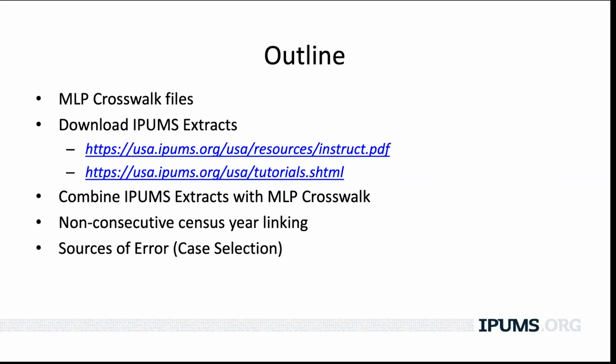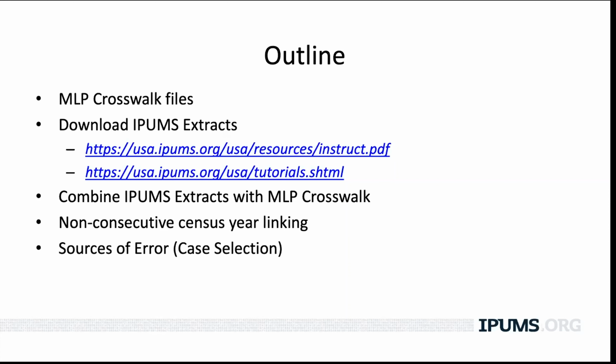MLP crosswalk, and then going through a more advanced case scenario of what if you're interested in linking non-consecutive census years. Say the most popular census year was 1940 from the poll. Well, what if you're interested in linking 1900 to 1940? How do you go about doing that?